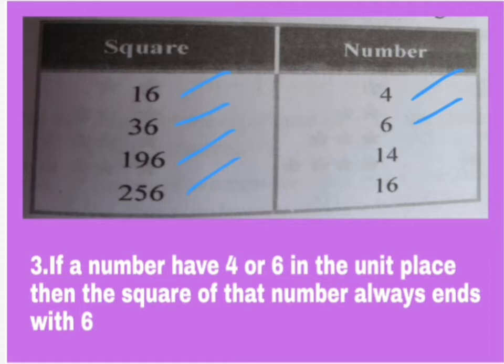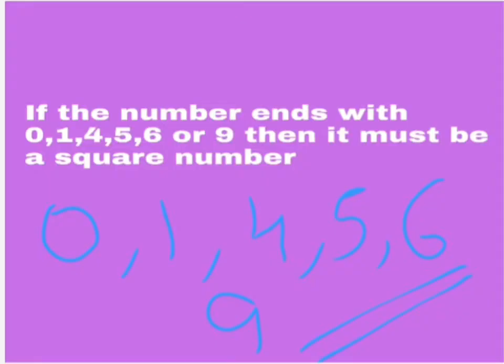That is the third property of your square number. That thing we can conclude. Okay, so let us recall these three properties one more time. First property is if the number ends with 0, 1, 4, 5, 6, 9, then it must be a square number. Square numbers always have these digits in their unit place.